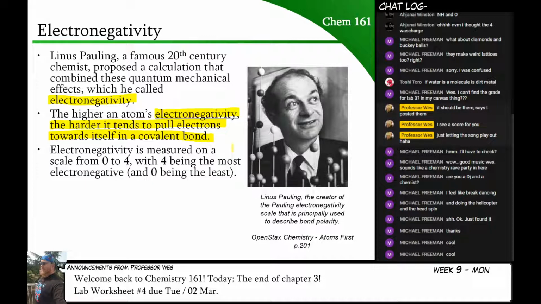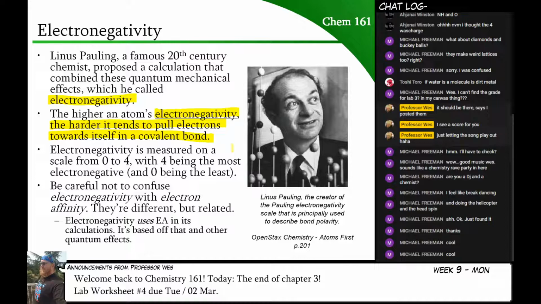What do we measure electronegativity between? We scale them between 0 and 4. 4 is the highest and is the most electronegative. 0 is the lowest and is the least electronegative. Now, like we said, electron affinity is used to calculate electronegativity. So make sure that you don't get these two terms mixed up, because they are different, but they are related. We're more or less done with electron affinity. We're going to just talk about electronegativity here.